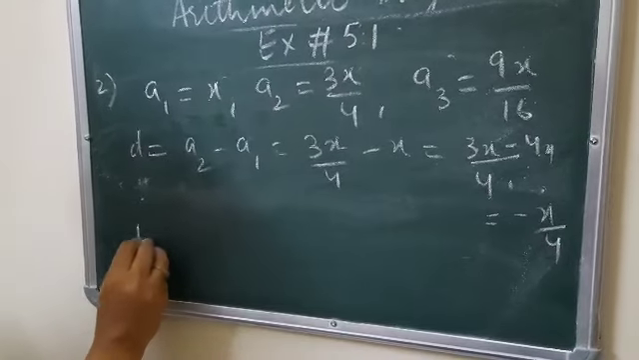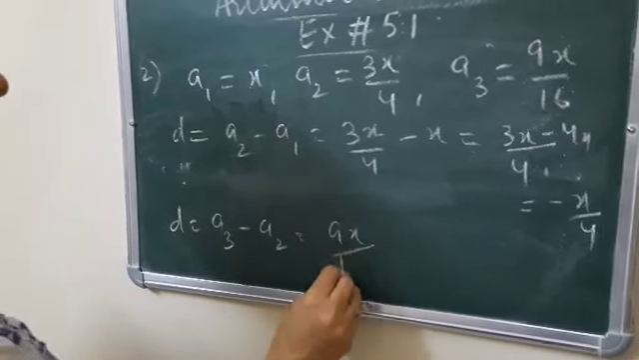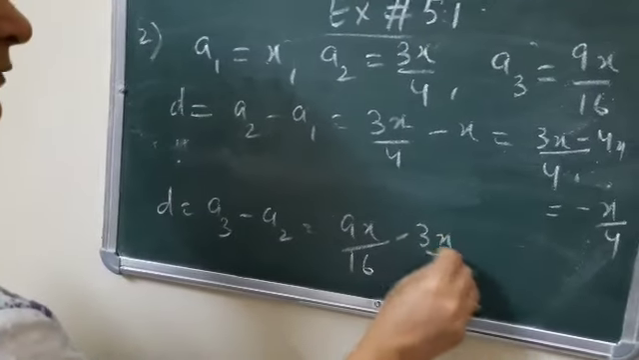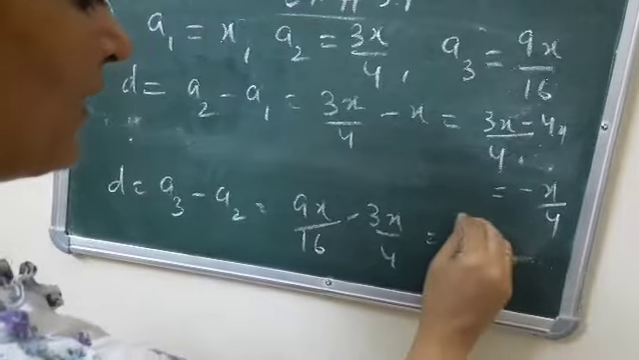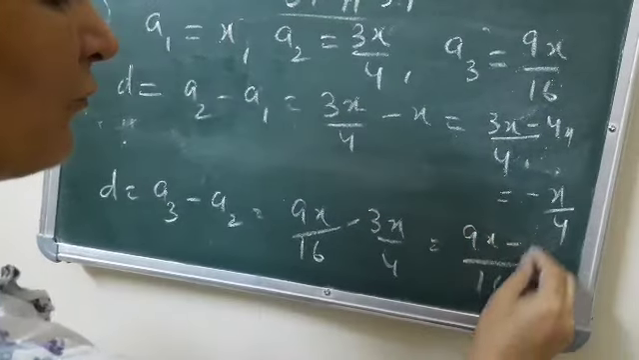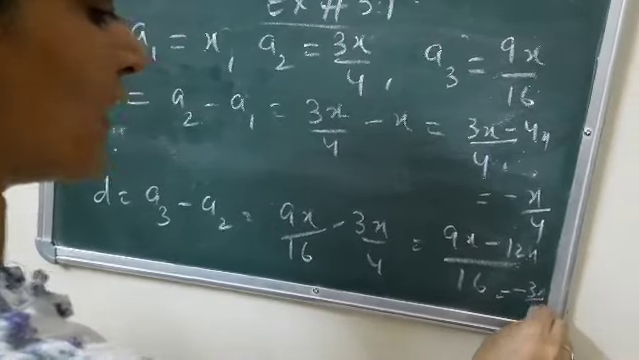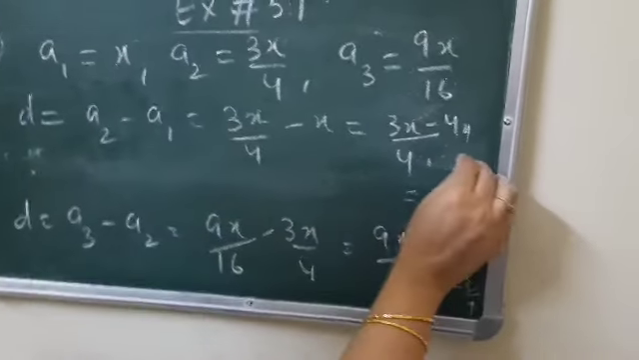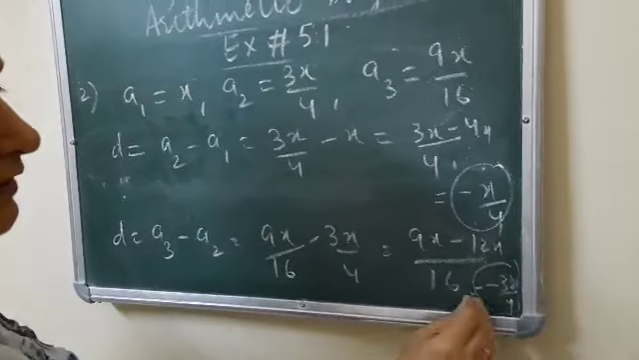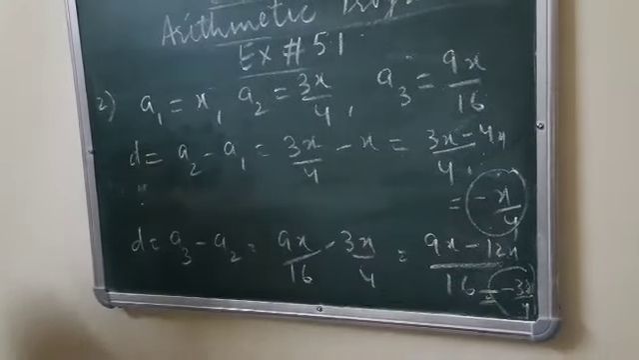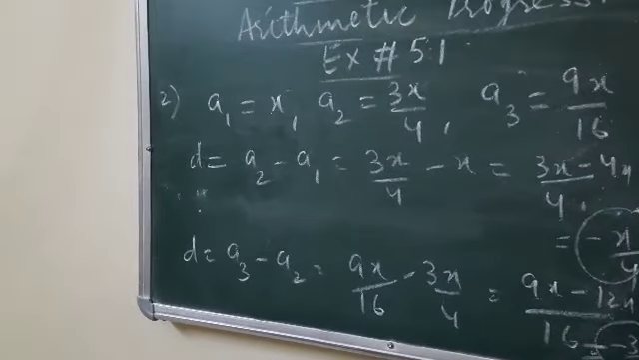When we find the second D, A3 minus A2, it is 9x/16 minus 3x/4. So, LCM is 16, then 9x minus 4 3s are 12x, minus 3x/4. You can see that these are not same. Here your D is minus x/4 and here your D is minus 3x/4. So, D is not same. So, it will not form an AP.